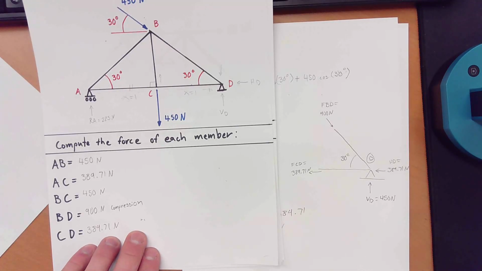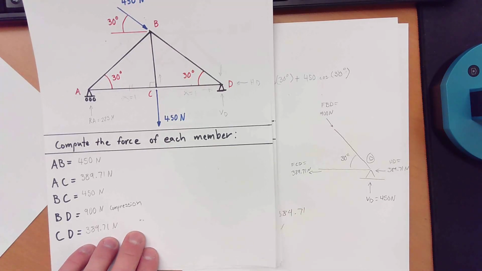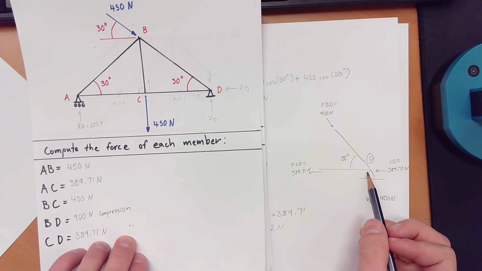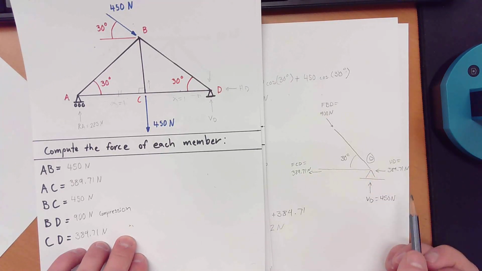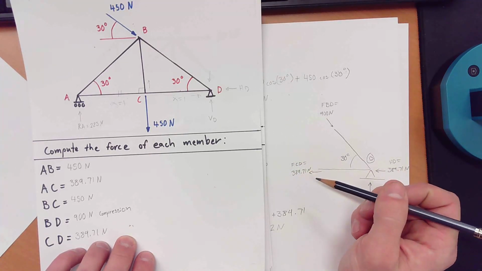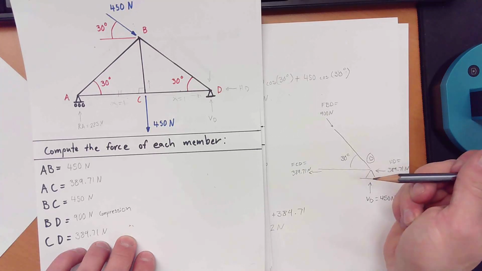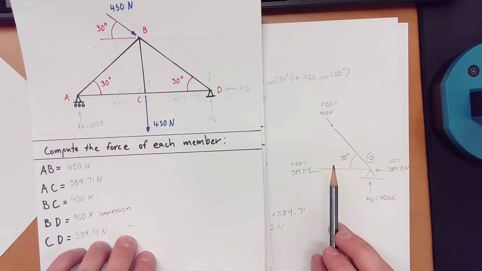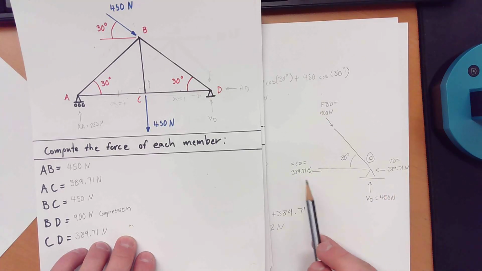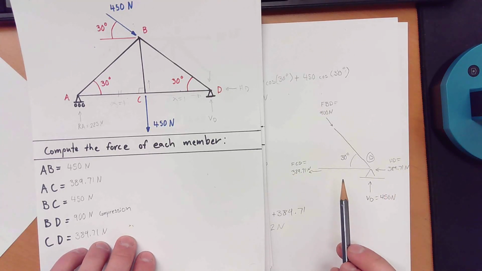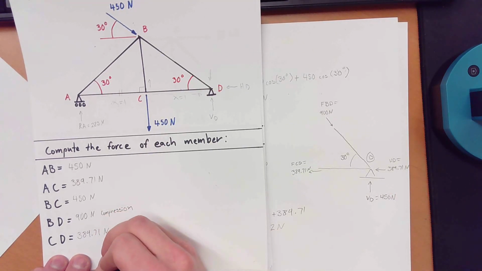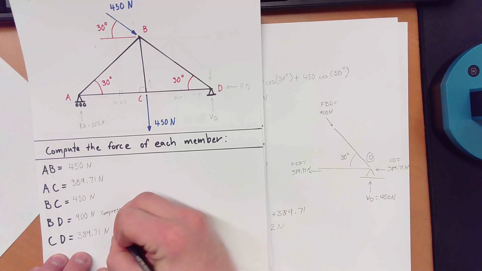Okay, and then for CD, we have it pulling away from point D. So completely the opposite, because we have 389.71 pushing inwards. We have 389.71 of force acting in the member towards the center. Again, that's where we got those two adding together. So we need to show that that is in tension because it's being pulled away from the joint. So CD is 389.71 newtons in tension.